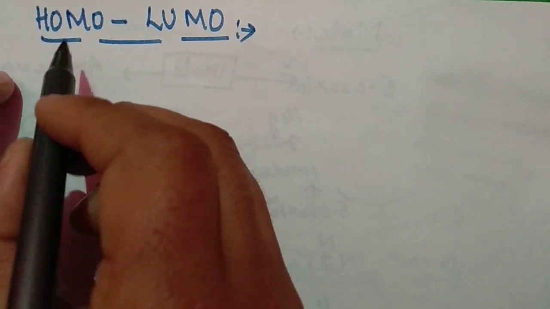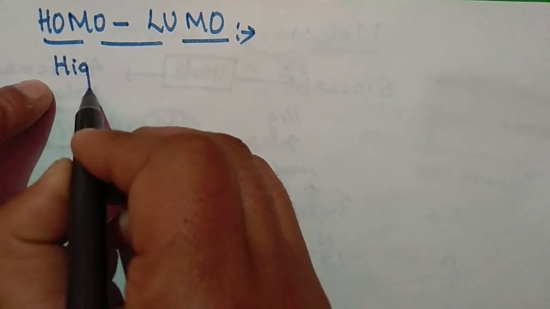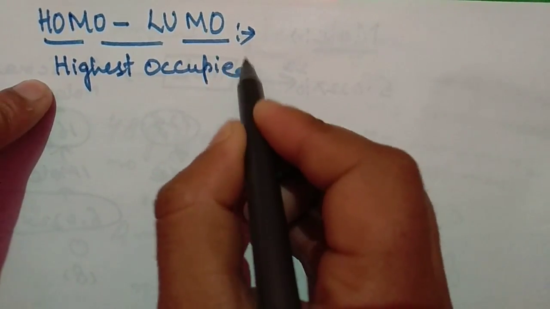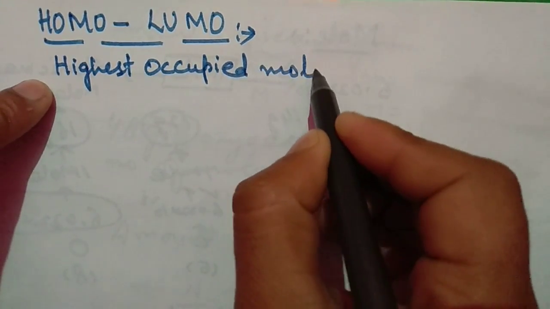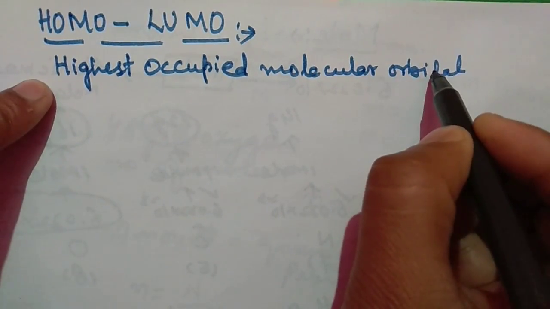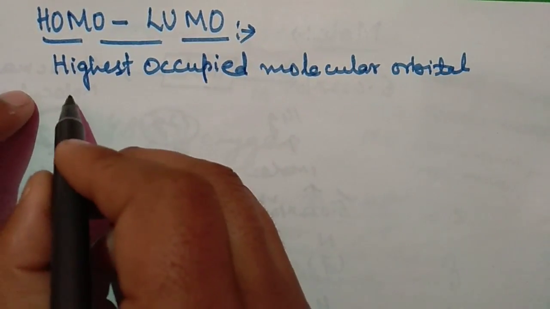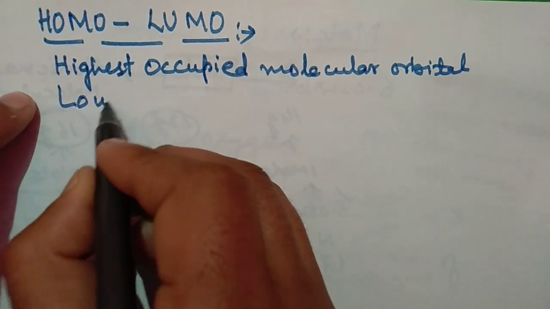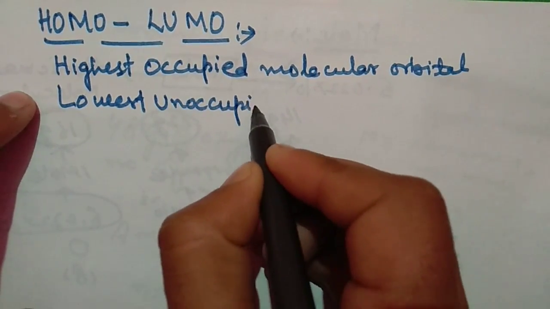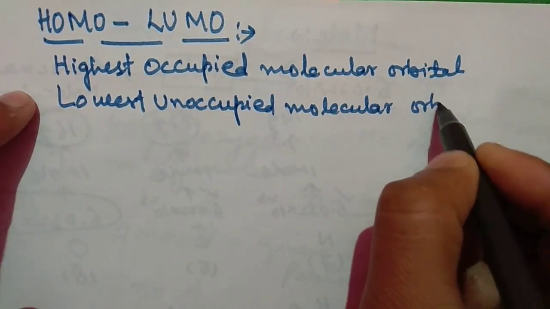First, I will tell you what is HOMO. HOMO means highest occupied molecular orbital, and LUMO means lowest unoccupied molecular orbital.